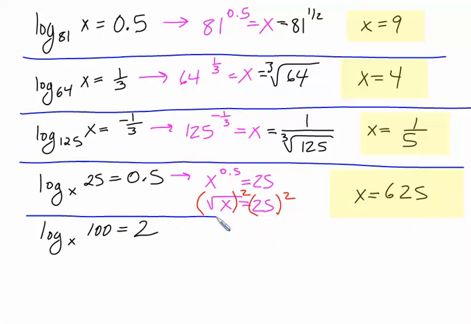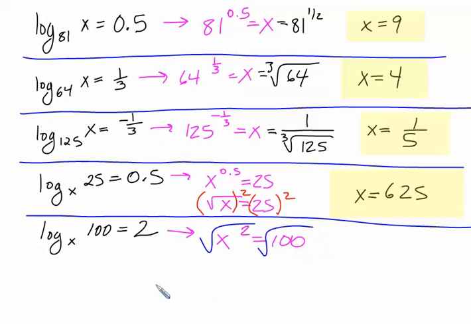And this next one, the log base x of 100 is equal to 2. Transfer it out of logs. X, the exponent is 2. That's equal to 100. So if x squared is 100, we would take the square root on both sides. Now, we don't put the plus or minus in because we don't allow the base on the log to be negative. So in this case, x would just be equal to 10.